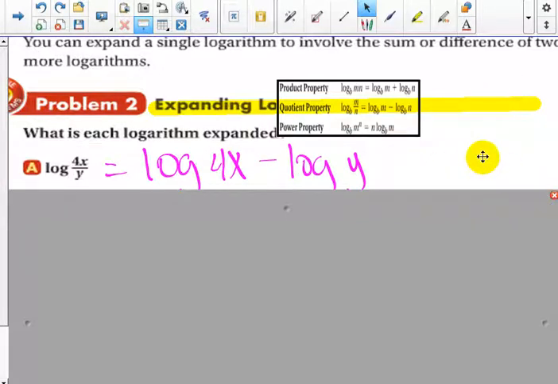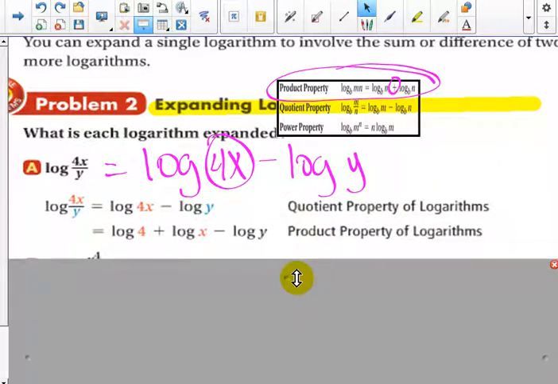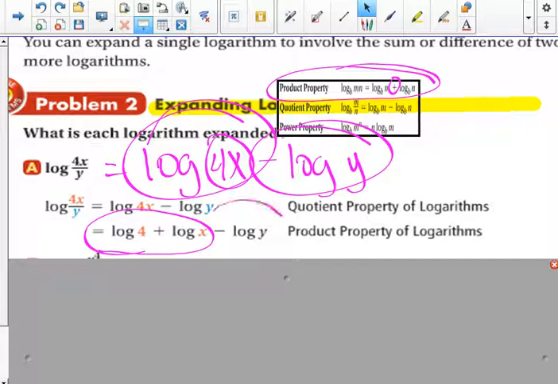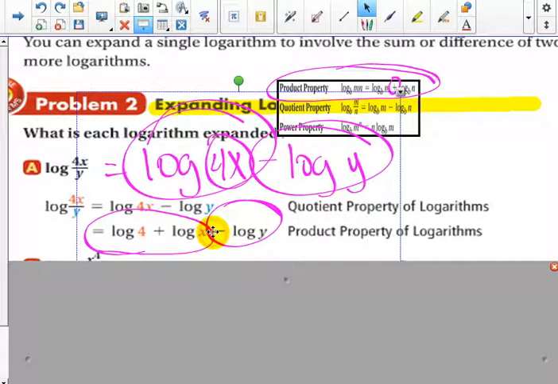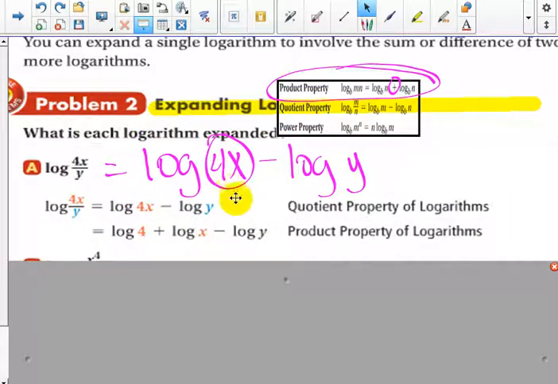Now I'm still not finished, because I still have a log that's multiplied. So now I've got to use my product property. And if it's multiplied, what do we do when we split it up? Add them. So now it's going to be log 4 plus log x for this guy. And then you just carry down the minus log y. And you're done. Any questions?